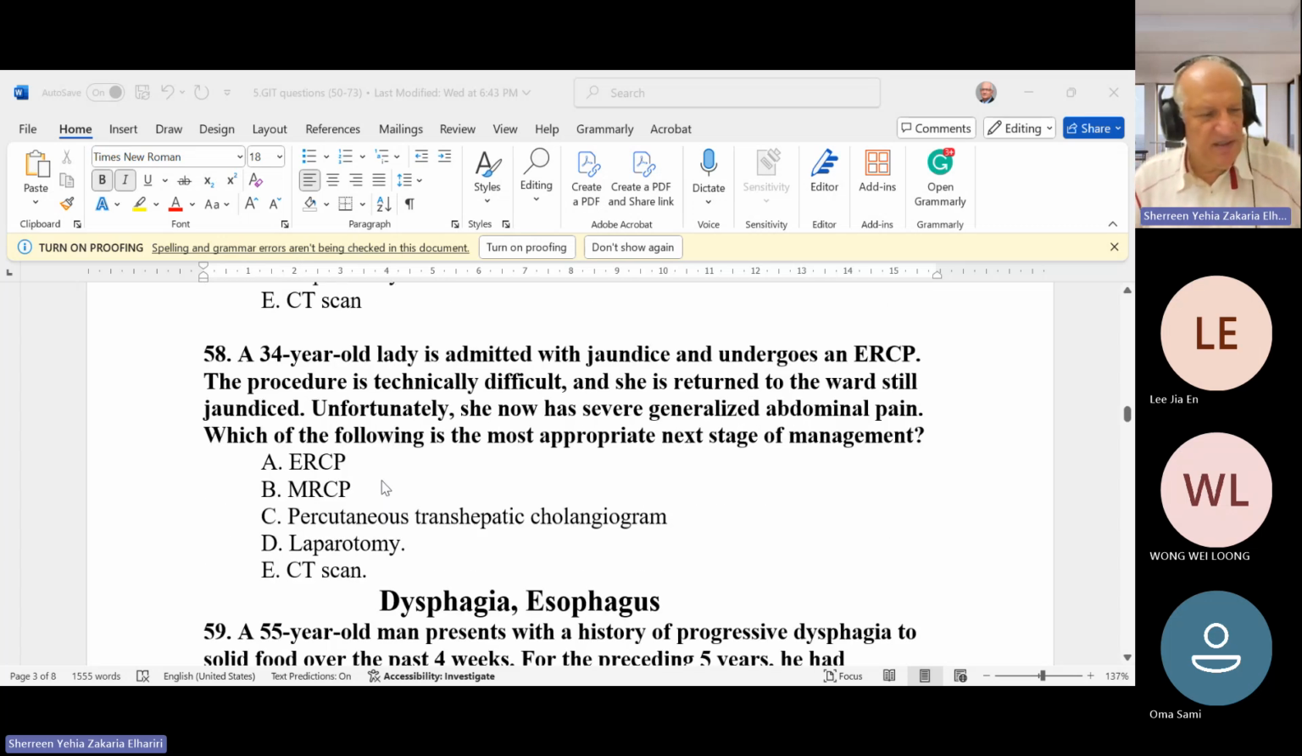Okay, next question. A 34-year-old lady is admitted with jaundice and undergoes ERCP. The procedure is technically difficult, and she is returned to the ward still jaundiced. So the ERCP failed. Unfortunately, she now has severe generalized abdominal pain. Which of the following is the most appropriate next stage of management? First, what is the diagnosis? What happened and what is the diagnosis now?